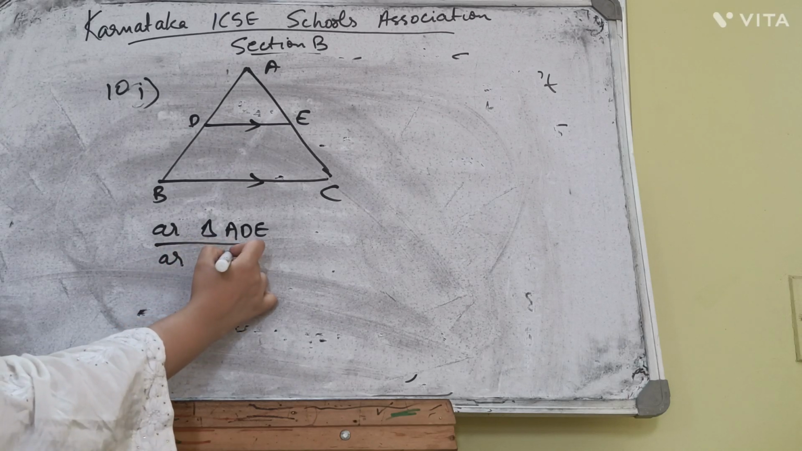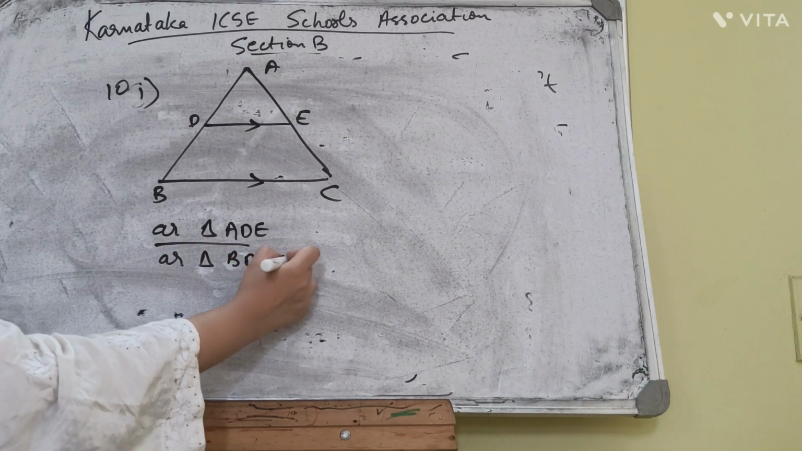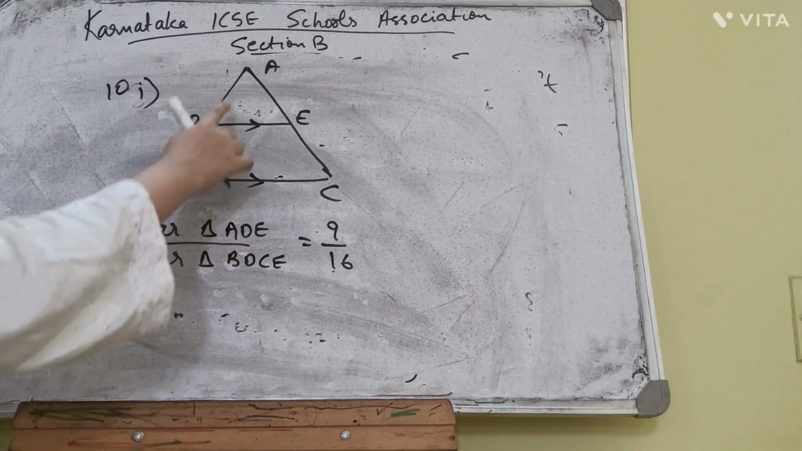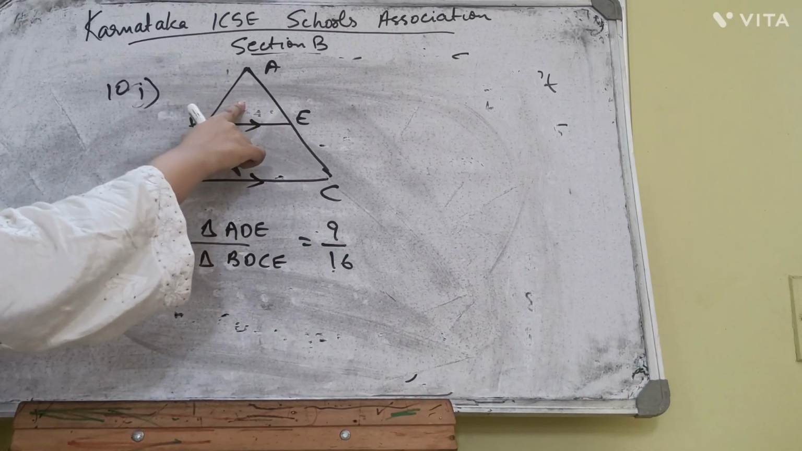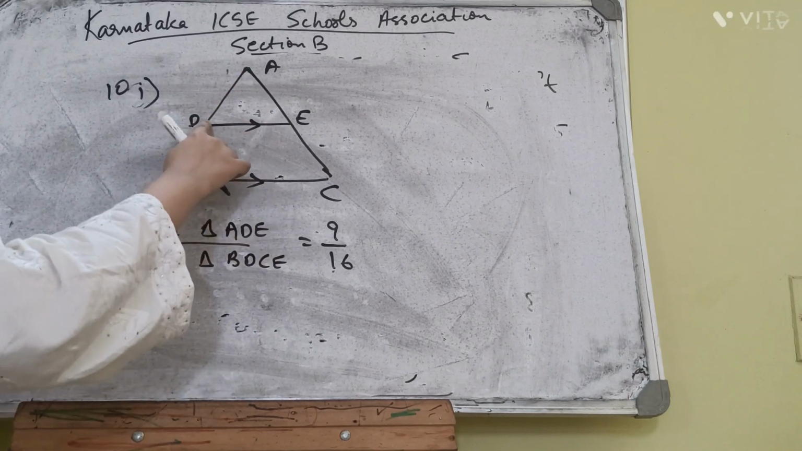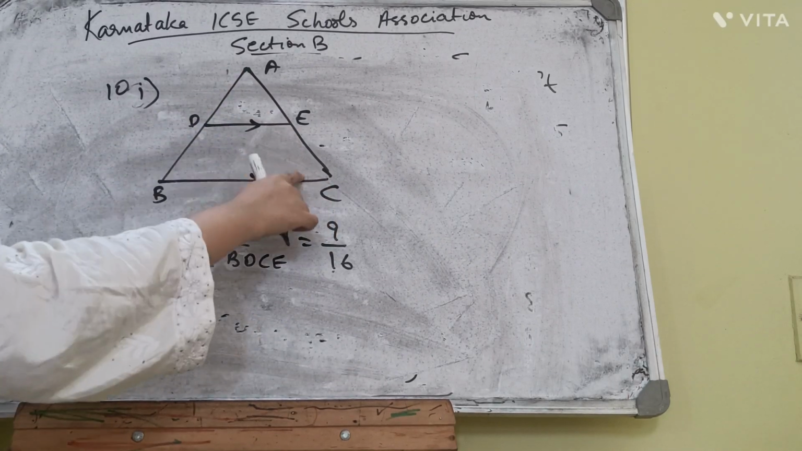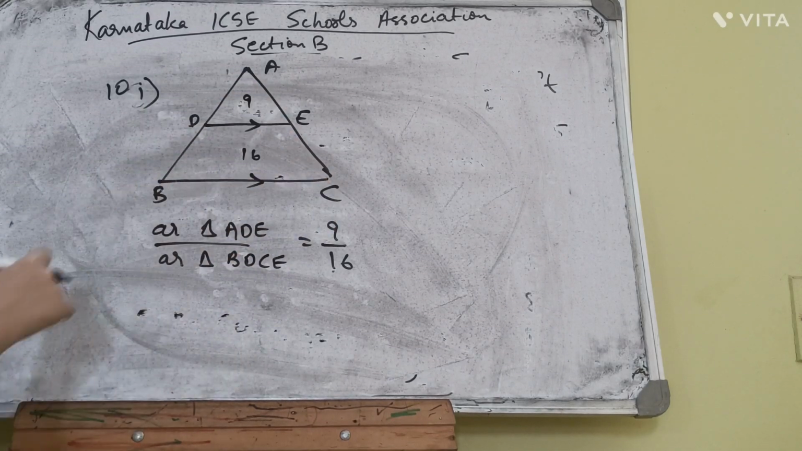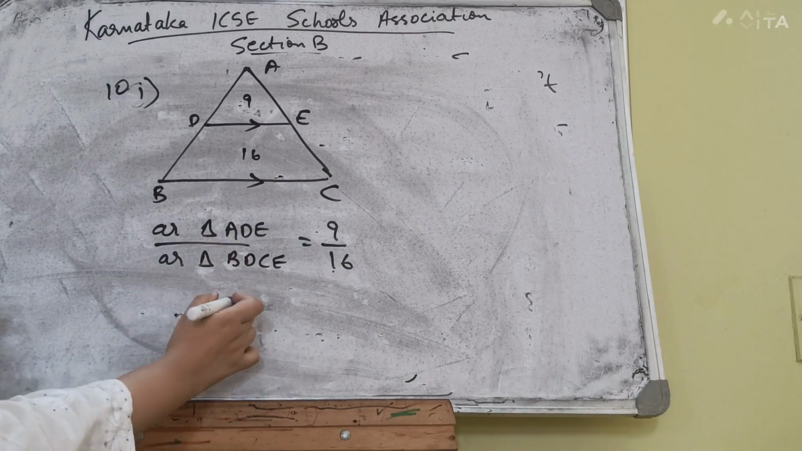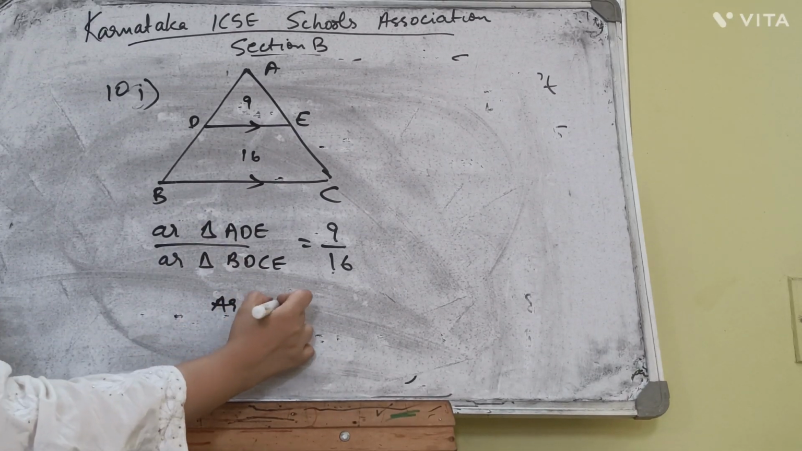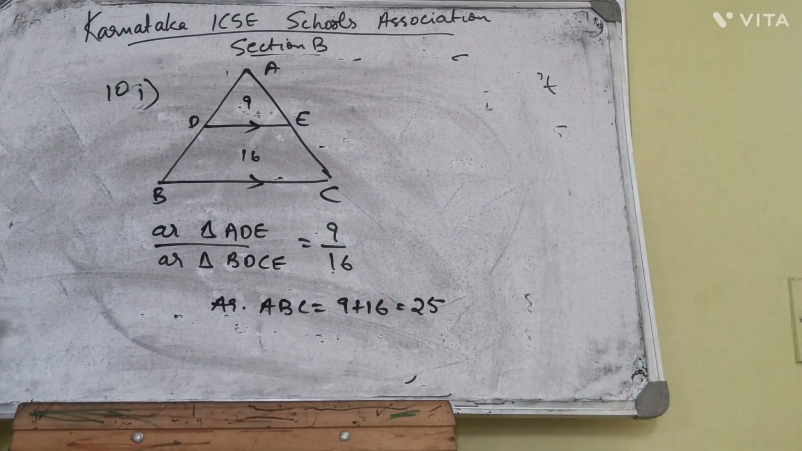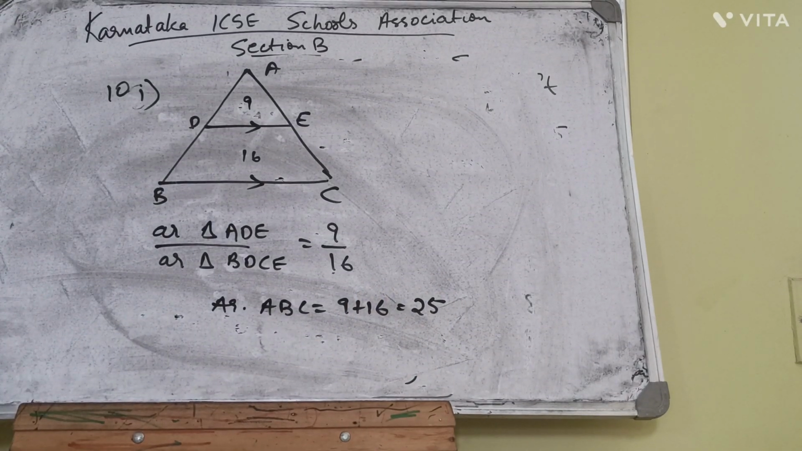Area of triangle ADE is to area of triangle DBCE is given as 9/16. So the area of ADE, the smaller triangle, is 9, whereas the trapezium DBCE, this area is given as 16. So the area of the whole triangle ABC will be 9 plus 16, which is 25.